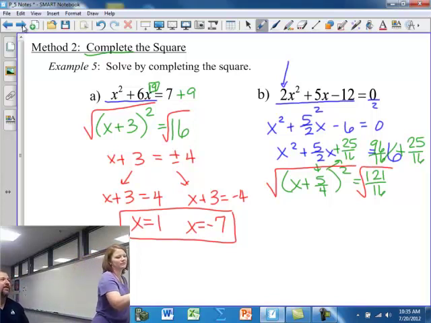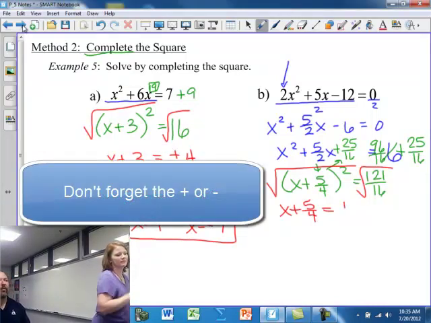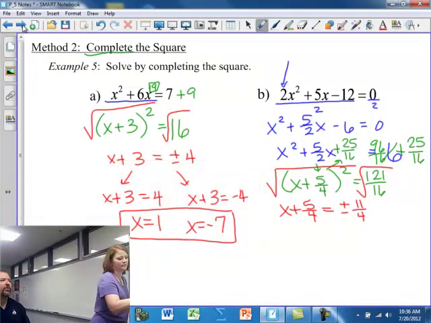You don't have to simplify too much. Okay, we take the square root of both sides just like we did last time. We get x plus 5/4 equals, don't forget the plus or minus, and the square root of 121 over 16 is just 11/4. So now we have two different problems here. x plus 5/4 equals 11/4. And we're going to subtract 5/4 from both the 11/4 and the negative 11/4.